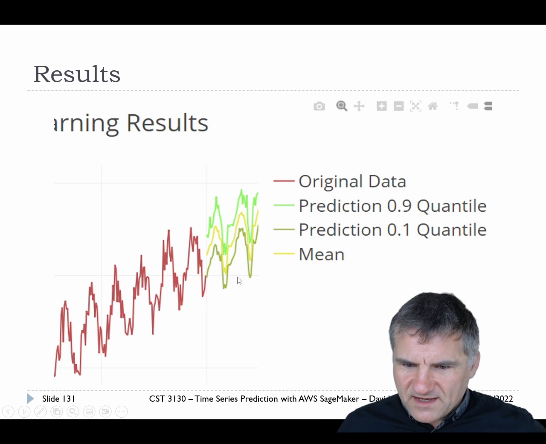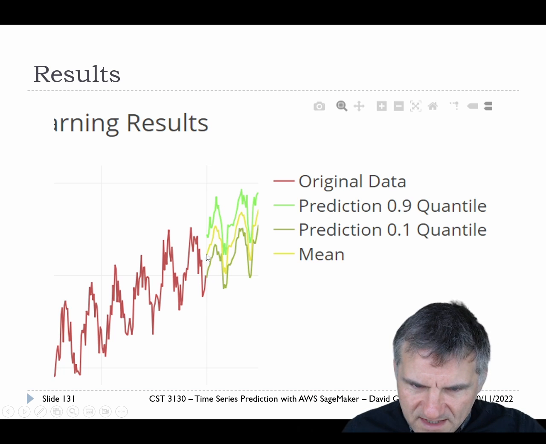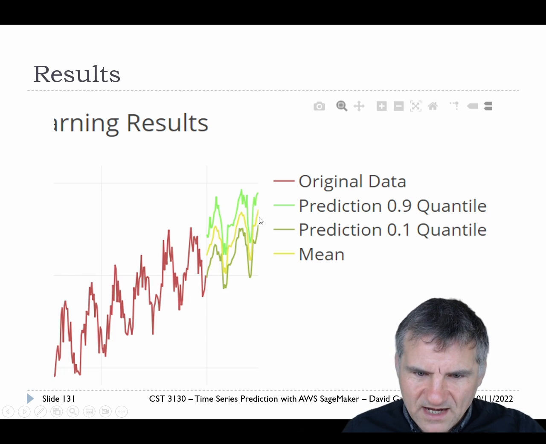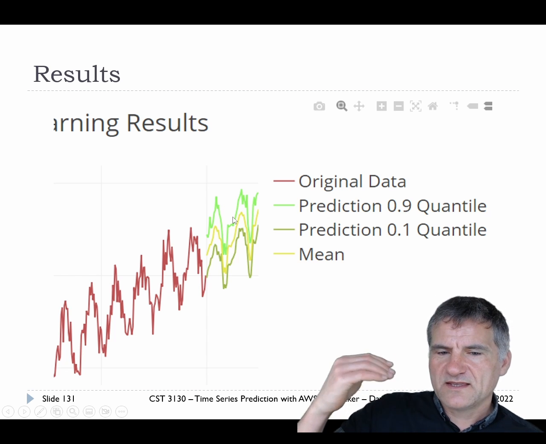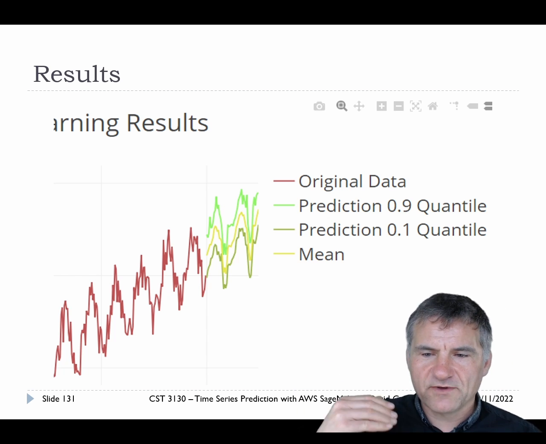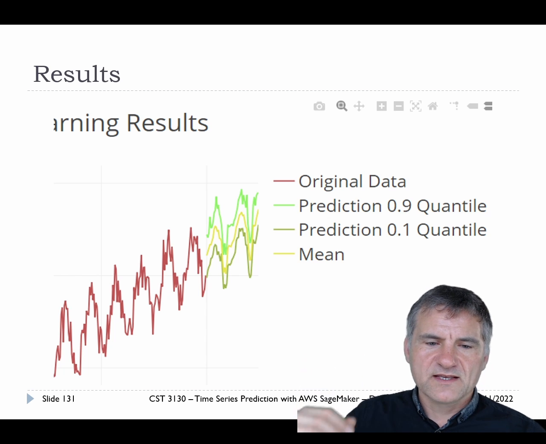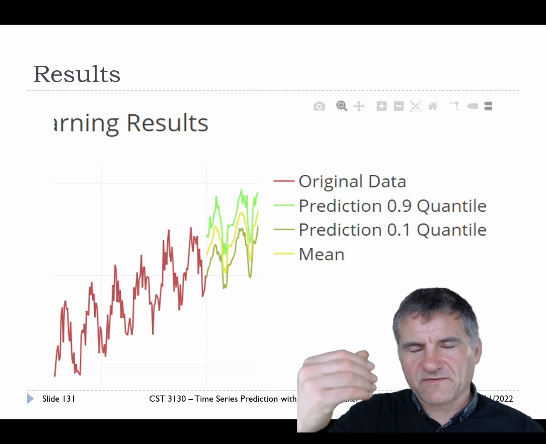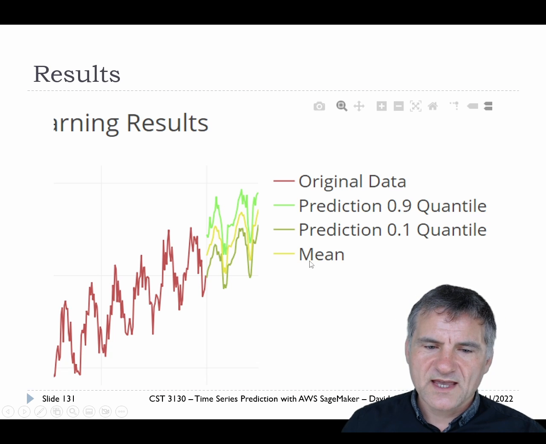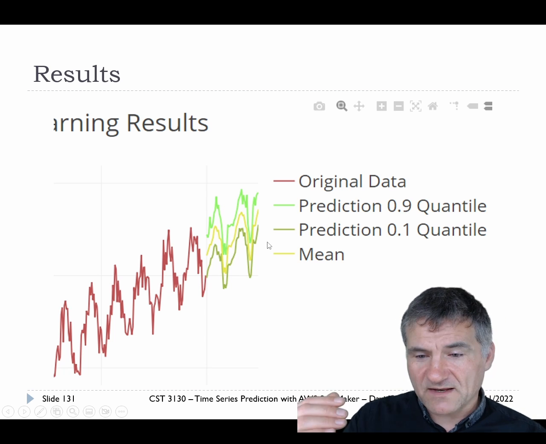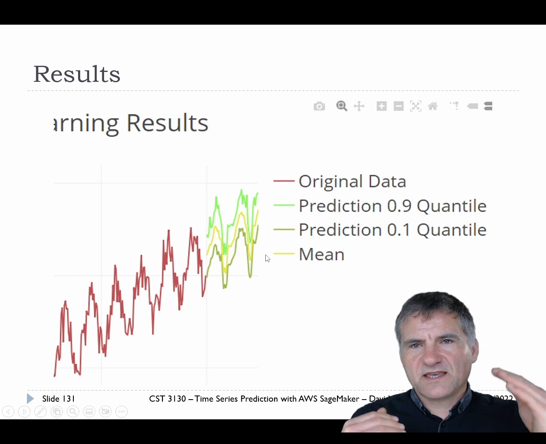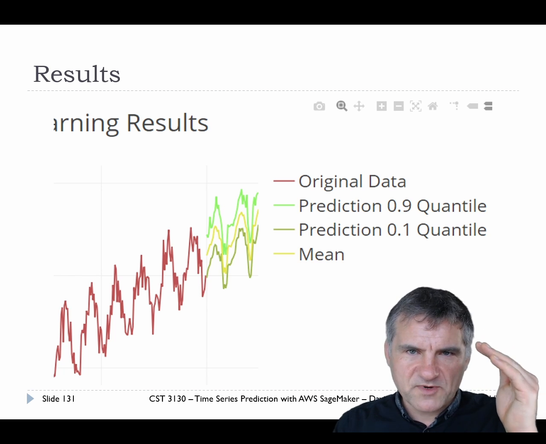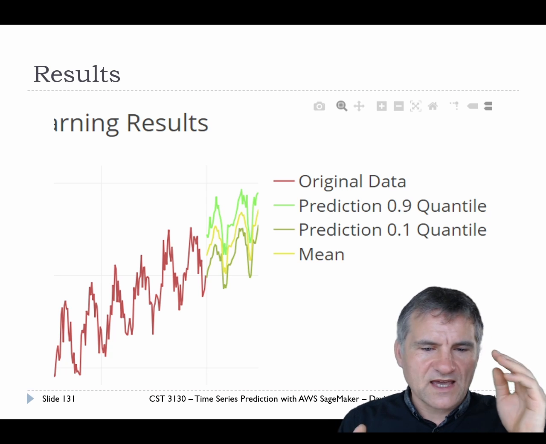Now you can see here in the middle, the mean is this sort of yellowish line going through the middle. And then the 0.9 quantile means that 90% of the values are below that line there. So that gives you an upper range for 90% of the values. And then 10% of the values are below the 0.1 quantile. So it's giving you the upper and lower bounds of the prediction, which is quite nice, I think. And then you've got the mean as well.